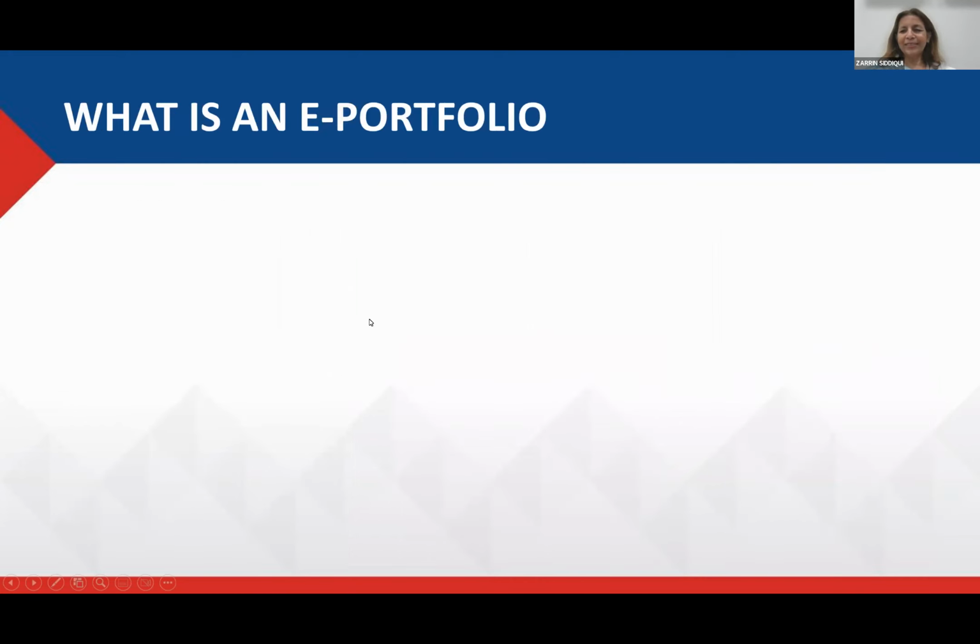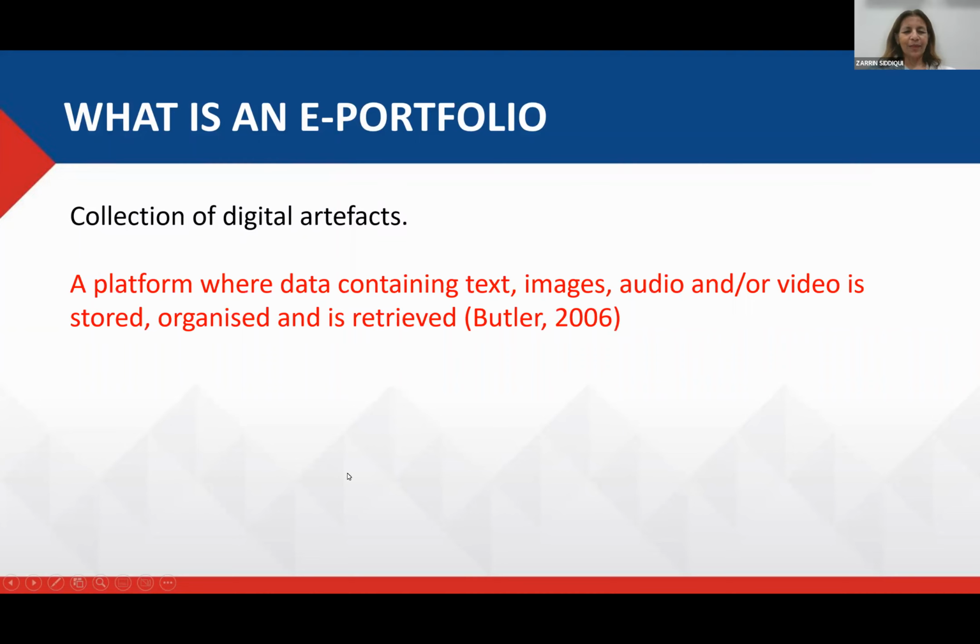First of all, what is an e-portfolio? Simple definition, it is a collection of digital artifacts. So whatever you were using for your portfolio, if you are using them now in digital form, this is an e-portfolio. The second definition, which came in 2006, was where data containing text, images, audio, and videos are stored and can be retrieved. Very simple, but then you will see how the e-portfolio has evolved during the last few years.